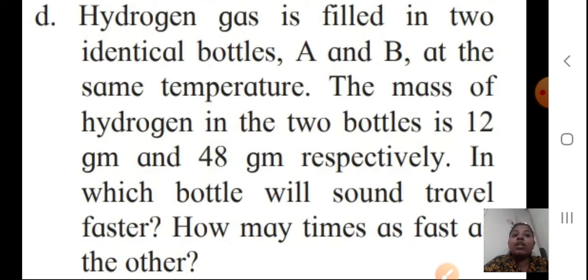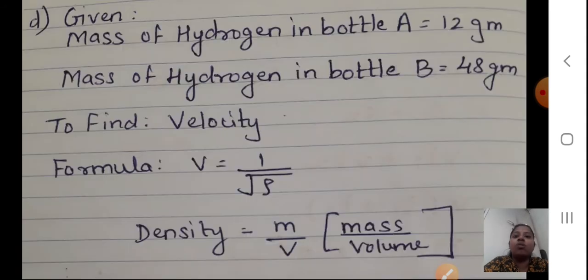The mass of the hydrogen in the two bottles is 12 grams and 48 grams respectively. So the mass of hydrogen is given in the two bottles, 12 grams and 48 grams respectively. In which bottle will sound travel faster? We have to calculate how many times as fast as the other. So we have to calculate the speed of the sound, how much faster the sound will travel. Okay students, so we will see now how to solve.